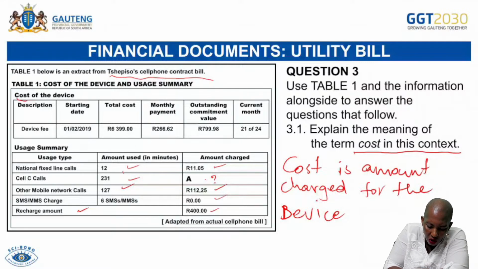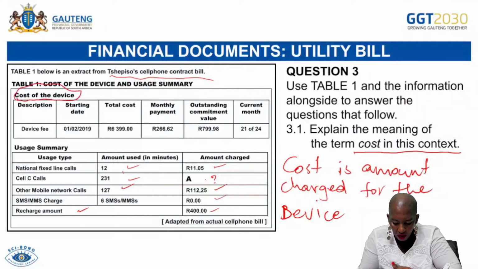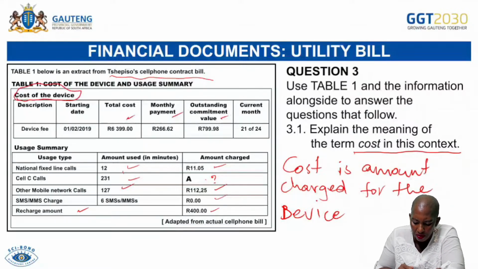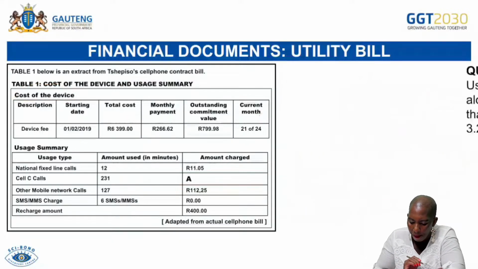Here it says cost of device. So with this cost, it explains the amount charged for the device. This is what they are charging for the device. This is the total cost of the device, and then the monthly payment, the outstanding commitment value, and the current month, it is 21 of 24 months. So meaning they are on the 21st month of the contract of 24 months.